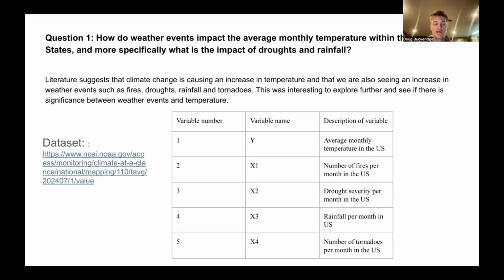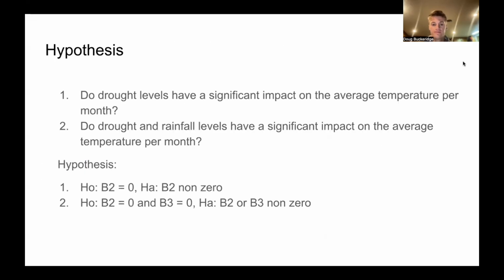The first question was how do weather events impact the average monthly temperature within the US, and more specifically, what is the impact of droughts and rainfall? This question was based on literature that suggested that droughts would be a strong predictor of a change in temperature, or an increase in temperature. And I was also interested in how rainfall may be connected, given droughts and rainfall are kind of opposite events.